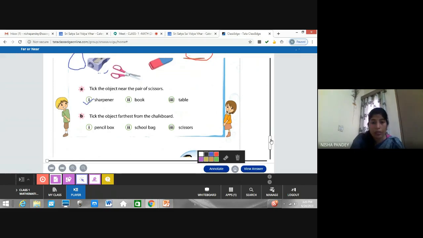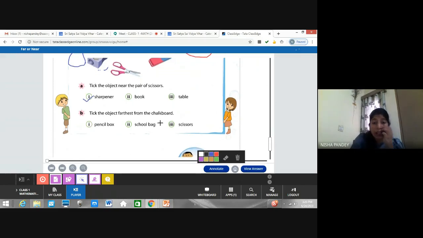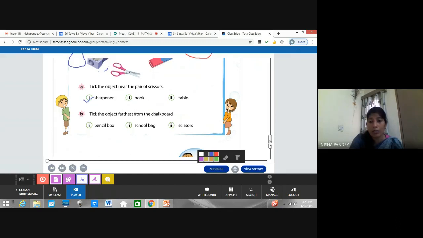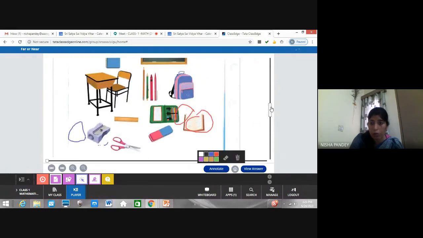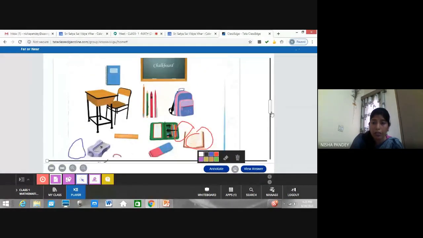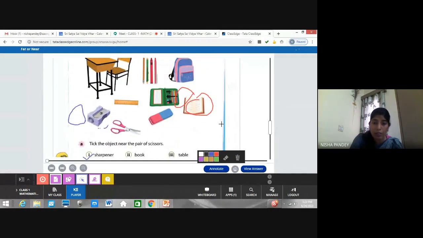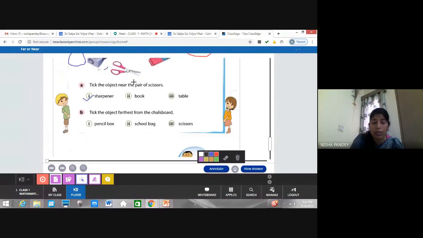Now next question. Tick the object farthest from the chalkboard. Tick the object farthest from the chalkboard. Let's see the chalkboard first. Here it is chalkboard. And which object would be farthest? As you can easily see, this pair of scissors would be the farthest because it is very far away from the chalkboard. So we can tick scissors.